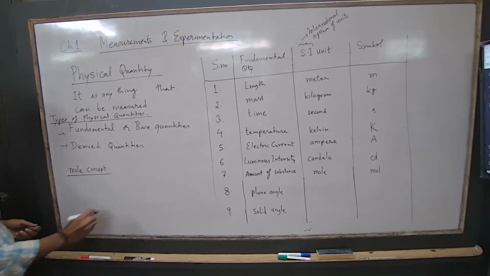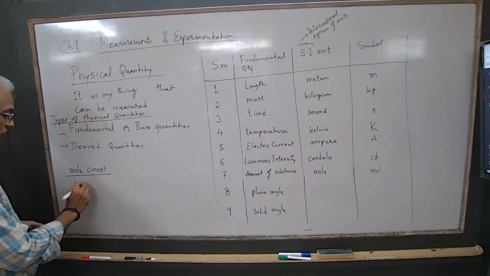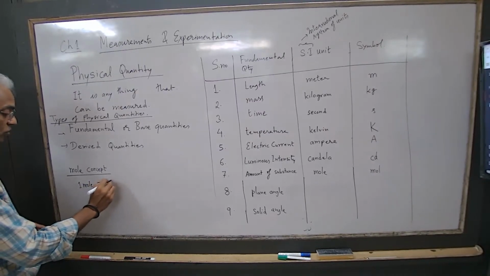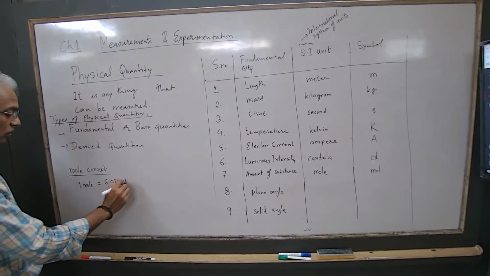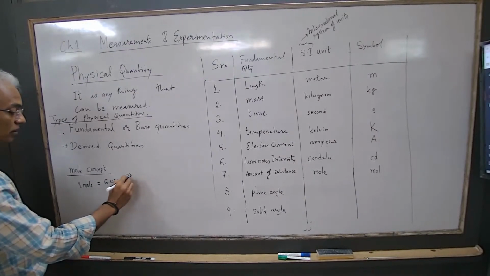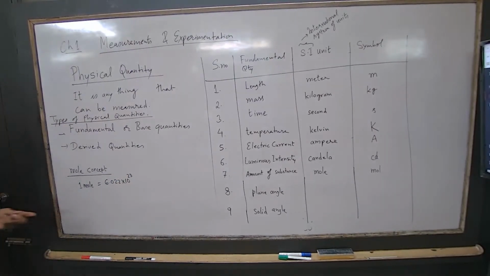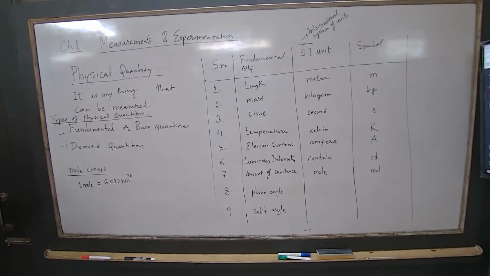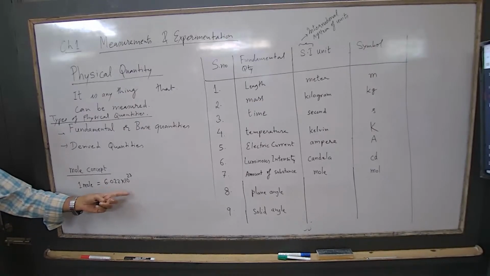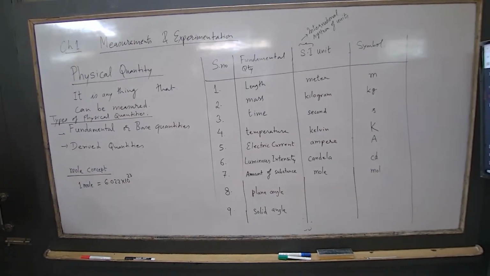What is 1 mole? 1 mole is equal to 6.022 into 10 raised to 23. This is the number, just like a dozen has 12 quantities. So 1 mole is equal to 6.022 into 10 raised to 23 numbers of atoms or molecules or compounds.